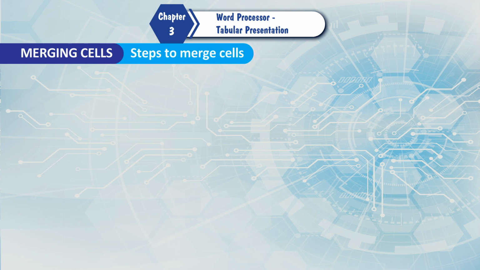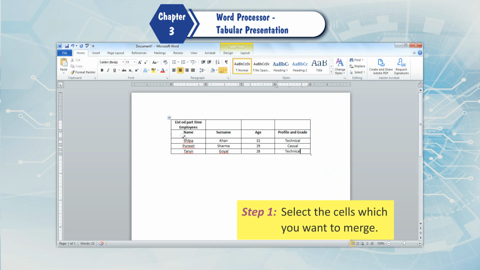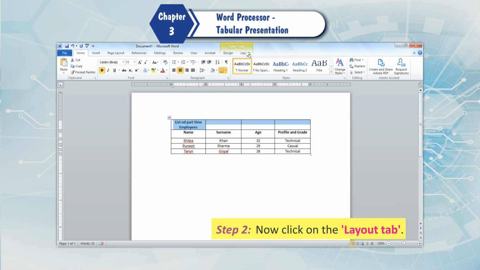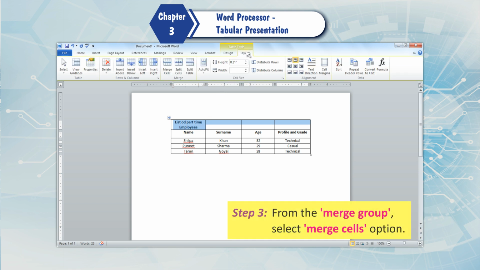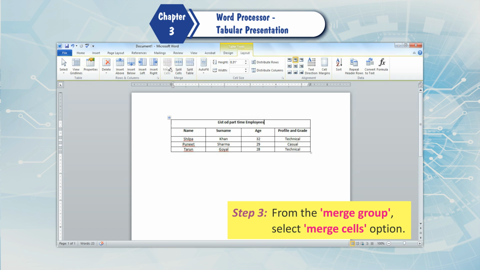Steps to merge cells. Select the cells which you want to merge. Now click on the Layout tab. From the Merge group, select the Merge Cells option. Cells have been merged.